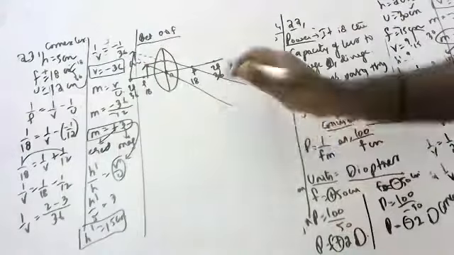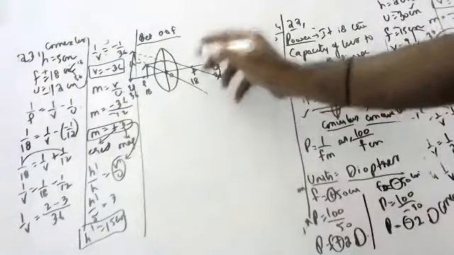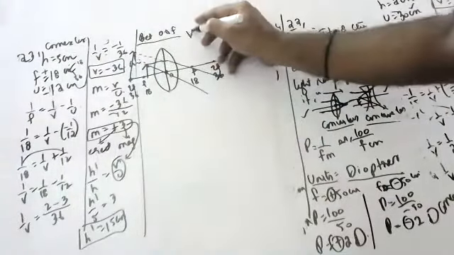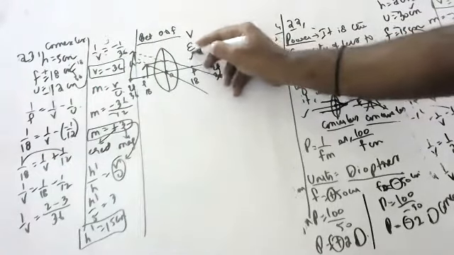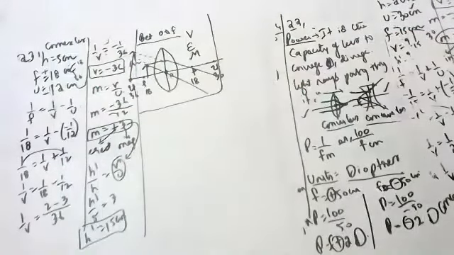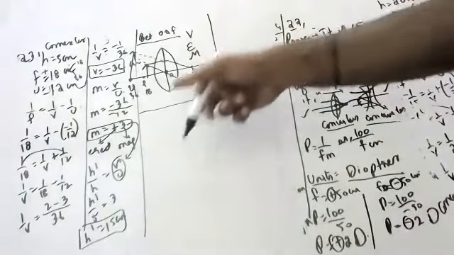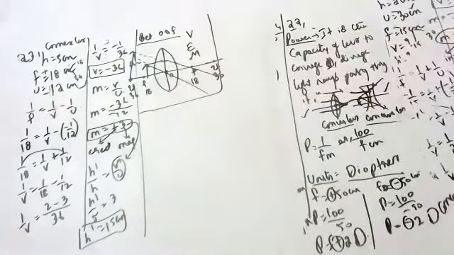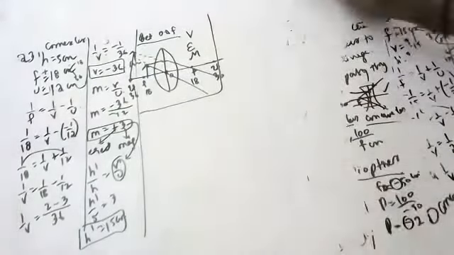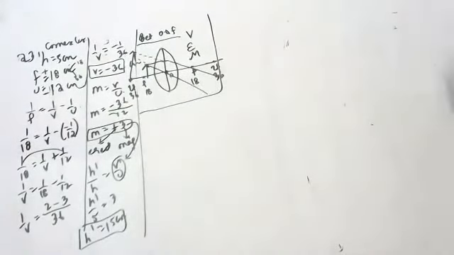So what are the characters of the image, children? Same side it is coming, virtual. Virtual, erect and magnified. Like this we have to do, children. These characters, write nicely one below each other, big, and don't write short forms in any case. If you write short forms, even if you draw the ray diagram, I will give 0. Never write short forms, children.